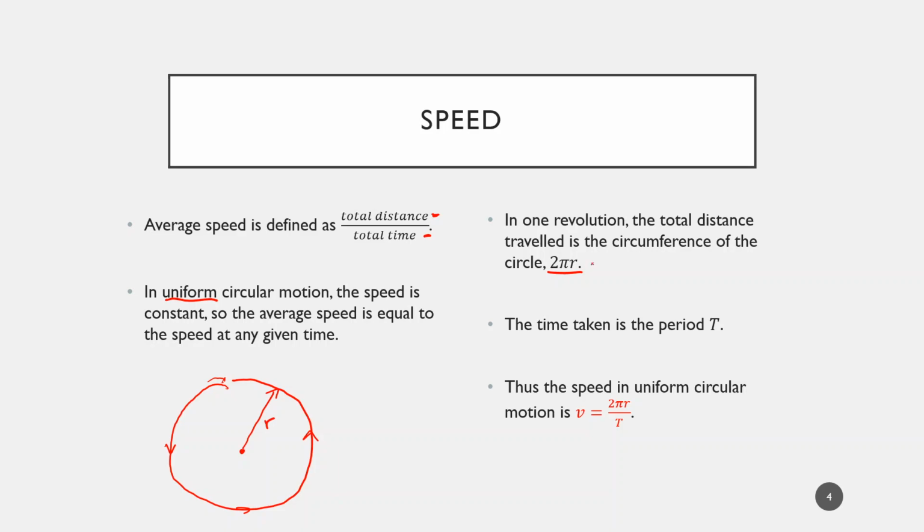So we know the total distance traveled. We know the time taken to travel that distance. Therefore, the average speed, and thus the instantaneous speed, should be equal to distance over time, which is 2 pi r over T. And then we have this nice little formula here, allowing us to calculate the velocity or the speed at any point during that circular motion.